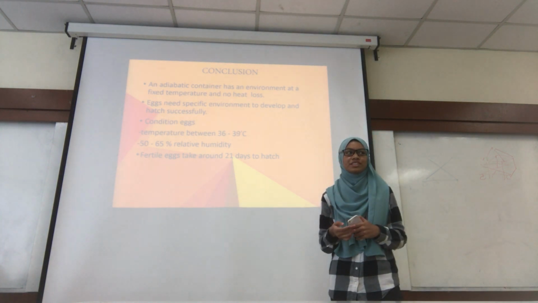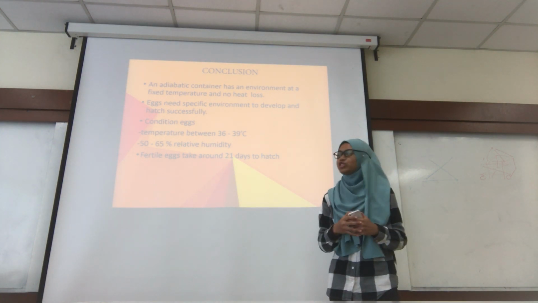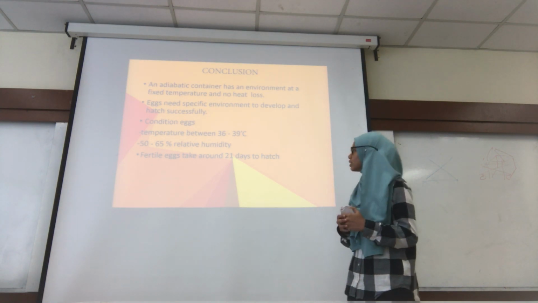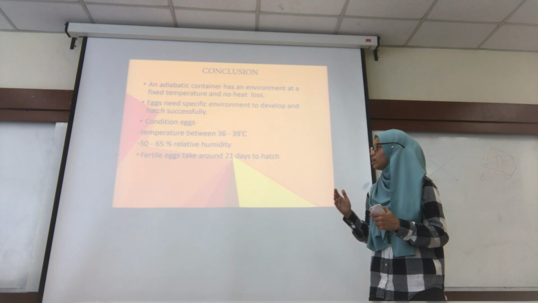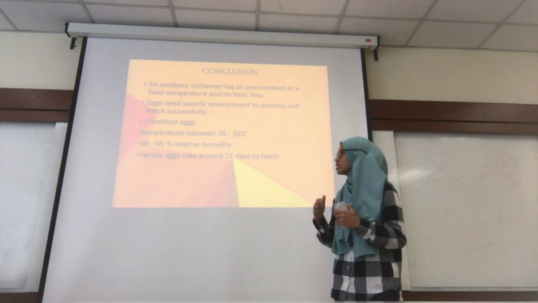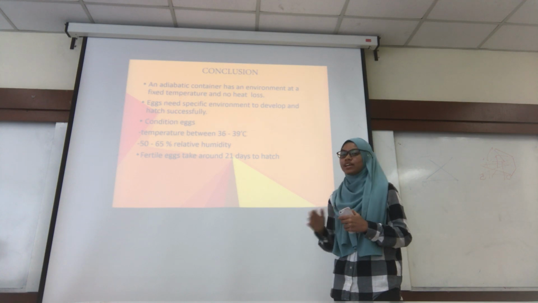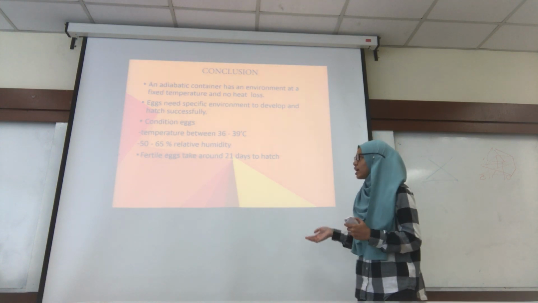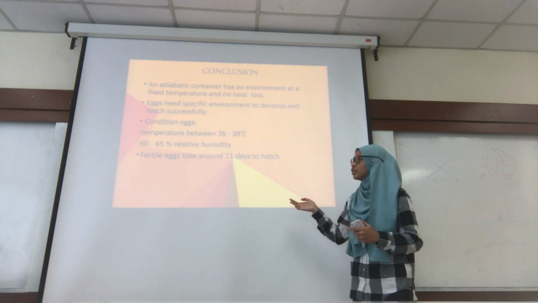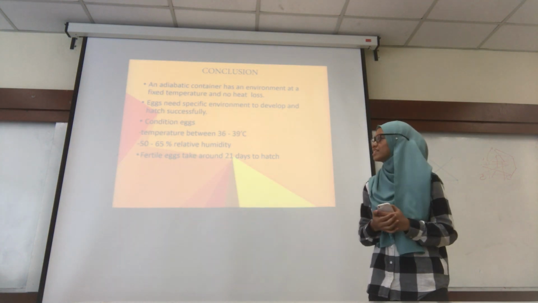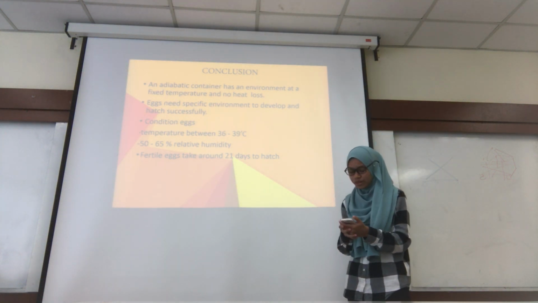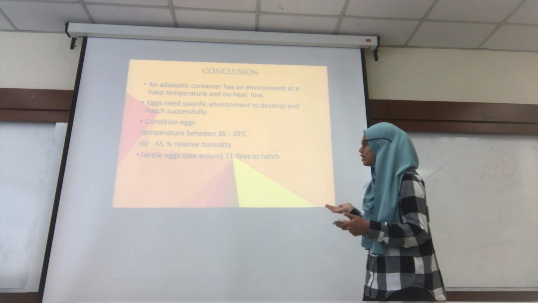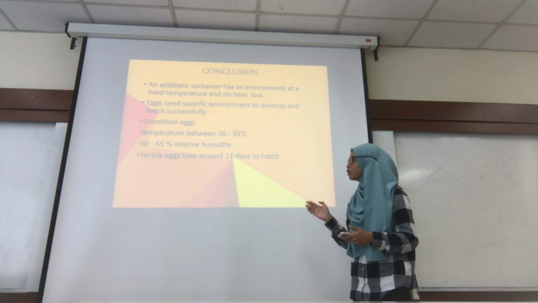As we told earlier, humidity and temperature should be monitored and kept constant at a certain level. This is because when the adiabatic container is higher than the ideal level, the egg will not hatch and the egg will die. As Syahirah told earlier, for the conditioned eggs, the temperature is between 36 and 39 Celsius, and the relative humidity is 50 to 65%. The ideal relative humidity is 60%.